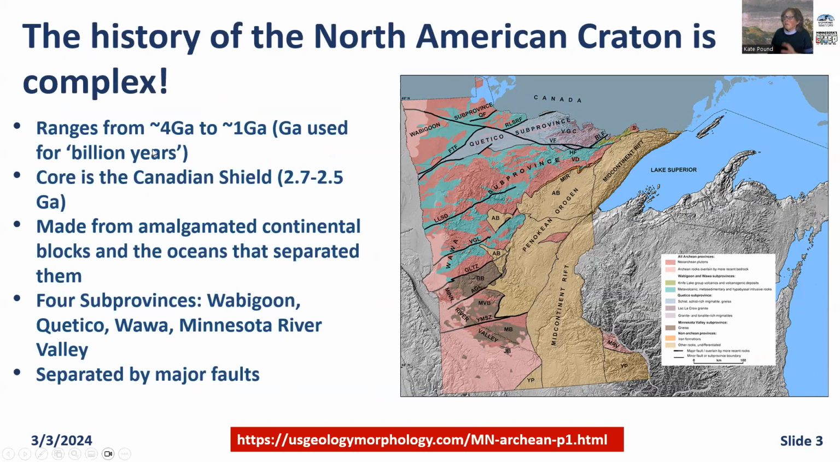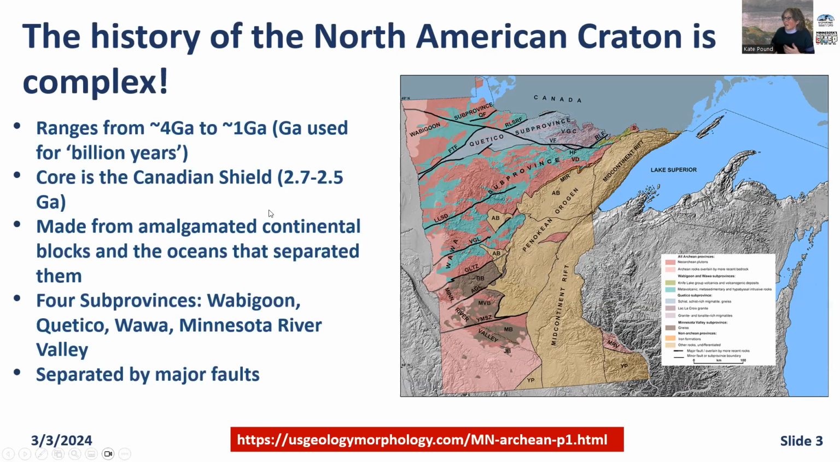Now, first of all, these rocks range from 4 billion years to almost 1 billion years old. And something I forgot to mention last week when we looked at geologic time is that the abbreviation Ga gets used for billions of years, giga-annum. So the core of the North American craton is called the Canadian Shield. Essentially, it's made up of rocks that range from 2.7 to 2.5 giga-annums, or billions of years.